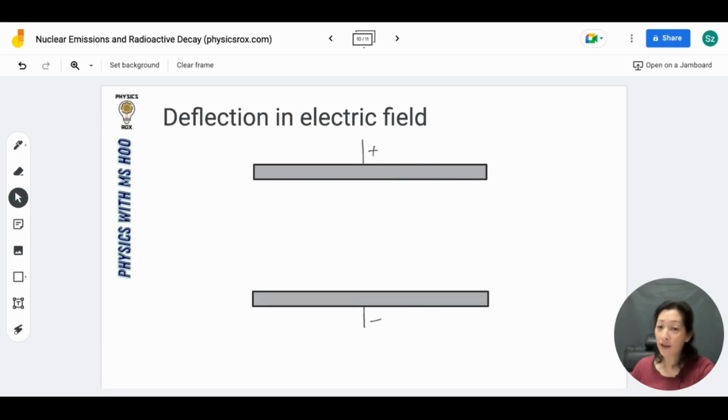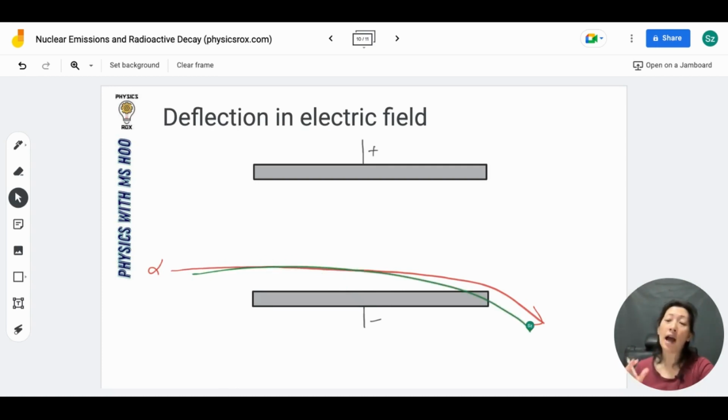Now remember, alpha has a charge of positive 2. So if alpha were to travel into this field, you'll find that alpha tends to be attracted towards the negative plate. Now, whether it actually goes to the plate or misses it depends on how strong the electric field is. Okay? In some cases, yes, it's possible even for the alpha to go all the way to the negative plate. So remember, that's because alpha has a positive charge.